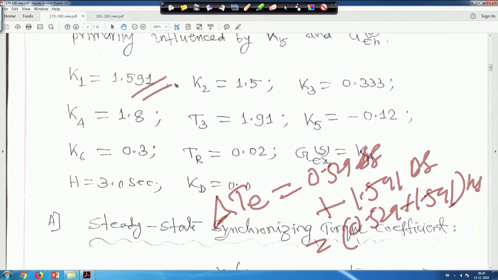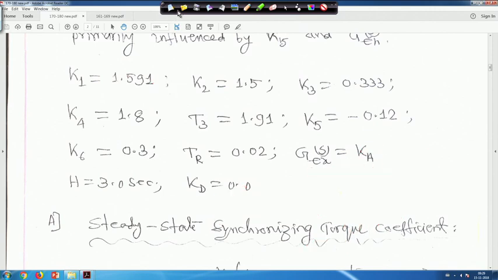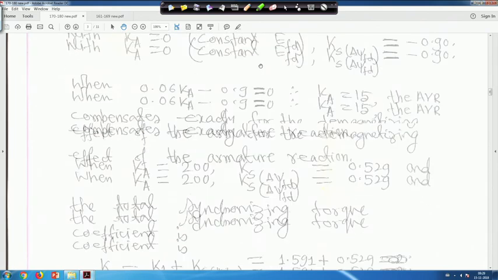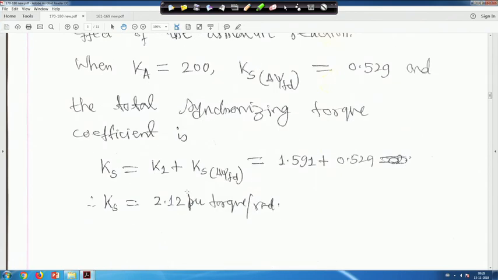So, if you add this up, the synchronizing torque coefficient is increasing. That is why we have written that Ks is equal to K1 plus Ks delta psi fd, and the total is 2.12 per unit torque per radian. This is its per unit value, so Ks is a dimensionless quantity. I do hope that the meaning of K1 plus Ks delta psi fd is understood. A little bit of study is required to get into this.